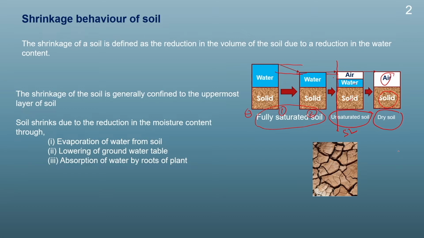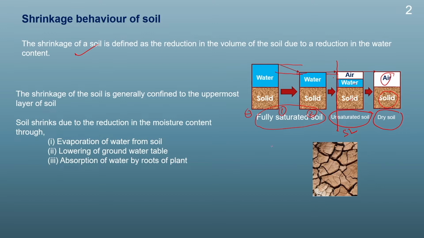This phenomenon in which the volume of the soil decreases is known as the shrinkage behavior or the shrinkage of the soil. Therefore, the shrinkage of a soil can be defined as the reduction in the volume of the soil due to a reduction in the water content of the soil. All kinds of soils shrink, but mostly an expansive soil which undergoes a large increase in the volume also undergoes a large decrease in the volume when there is a decrease in the water content.